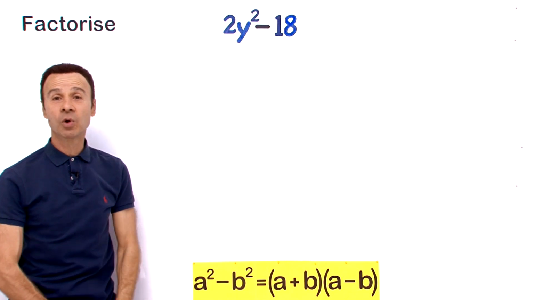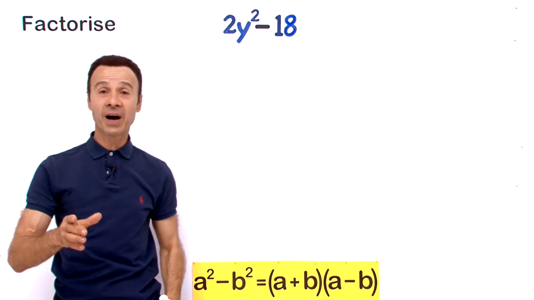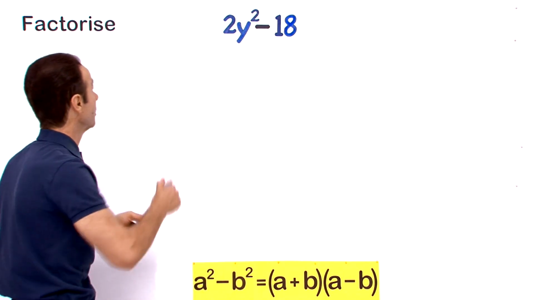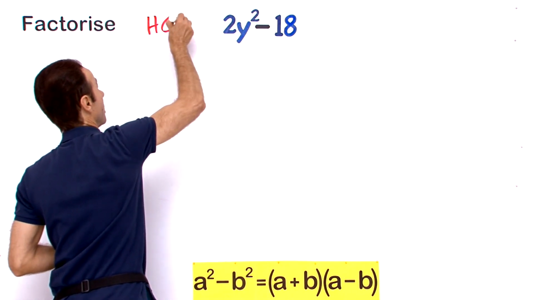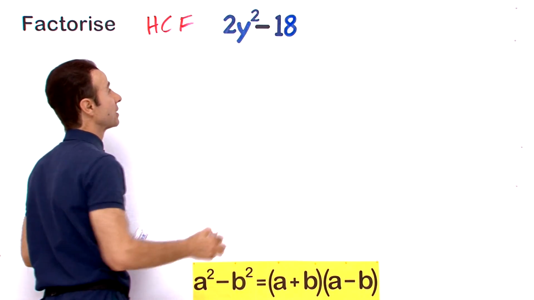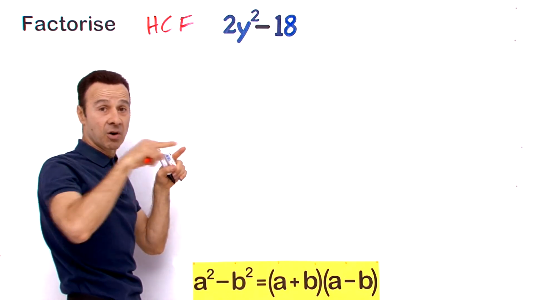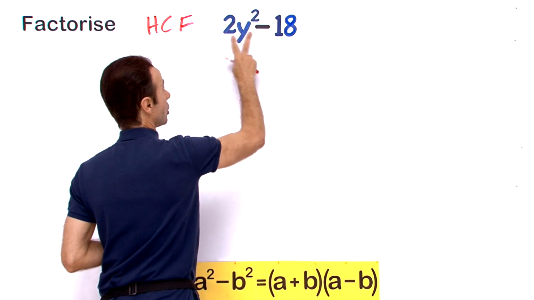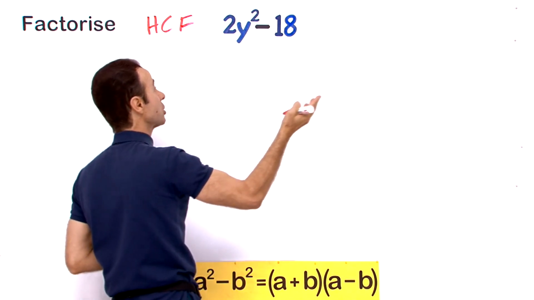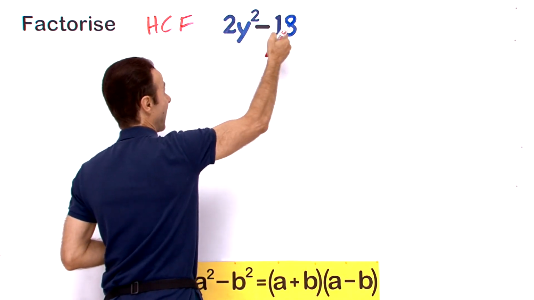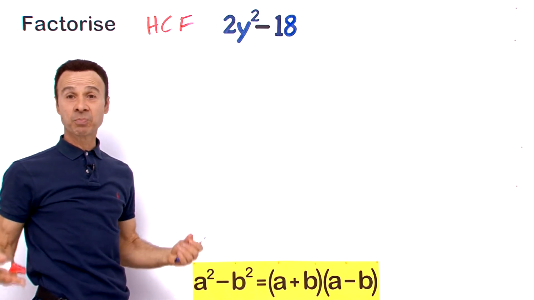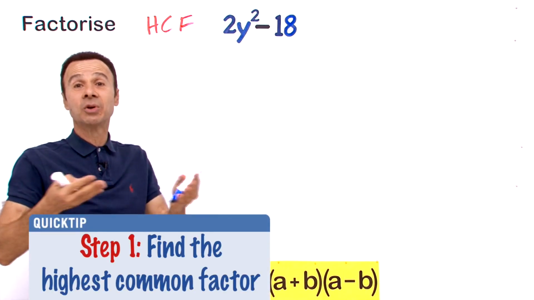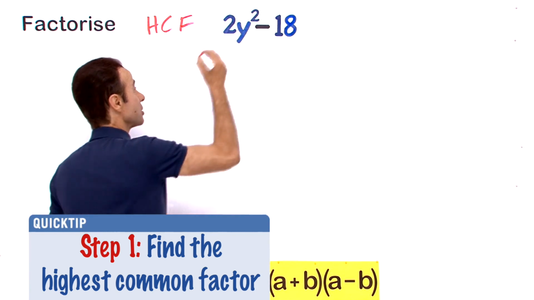What do you do? Well, you first find the highest common factor. So this is how you find it. The highest common factor, or the biggest common factor, and we factorize horizontally. So we're looking for the highest factor between the two terms. I'm going to focus on the numbers. What's the highest common factor between 2 and 18? What divides into both numbers? Well, 2 goes into 2 and 2 goes into 18. Let's take that out as a factor.